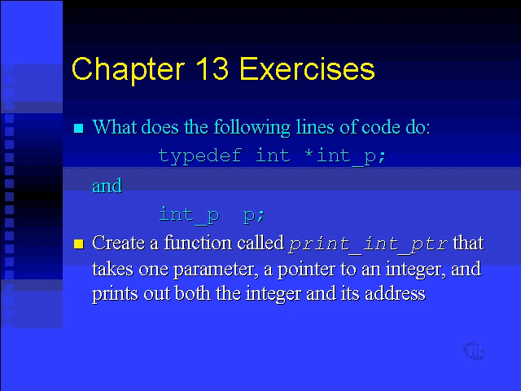I'll repeat that. Printf pointer will take one parameter only. It won't have any return value. Its parameter will simply be a pointer to an integer. Print out two things. That address that the pointer is, the pointer will be obviously containing an address, print out that address, and then print out the integer that it is an address of.